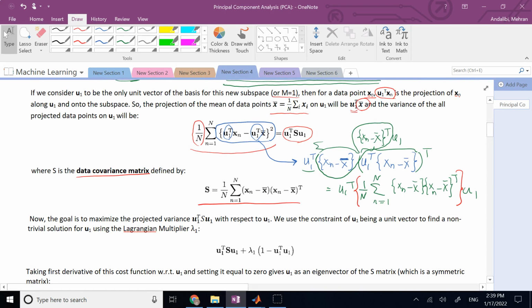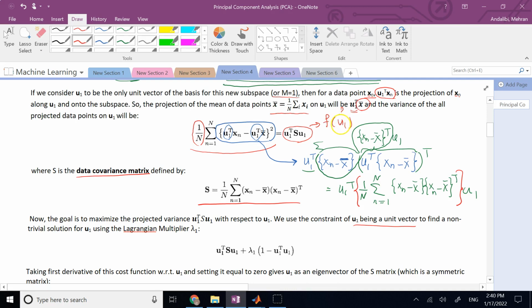I want to maximize this U1 transpose SU1. There is only one other thing I have to consider for my cost function, and that is the fact that U1 is a unit vector. Clearly this is a function of U1. I want to find the U1 that makes this variance maximum, right? The unknown here is U1. But U1 has a constraint on it, and that's that its magnitude equals 1.